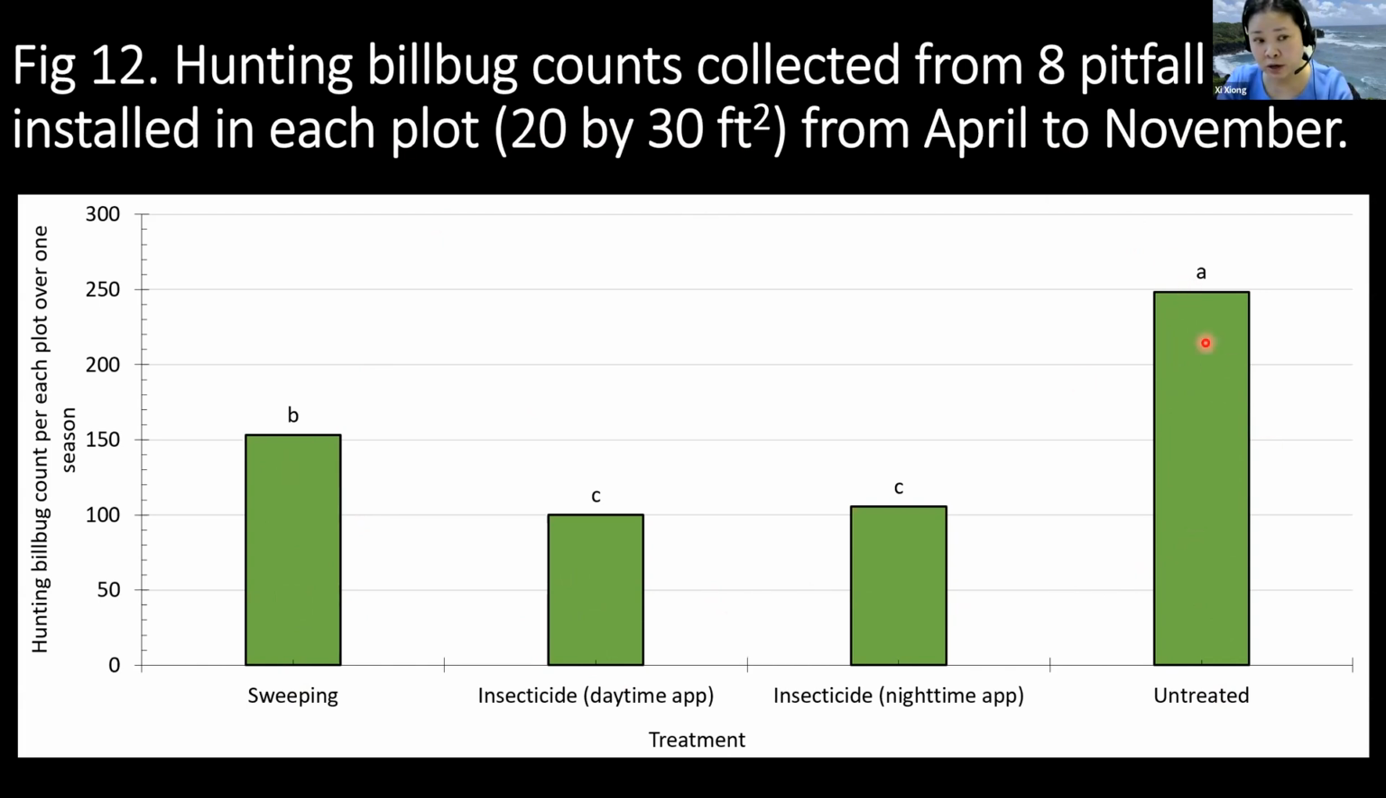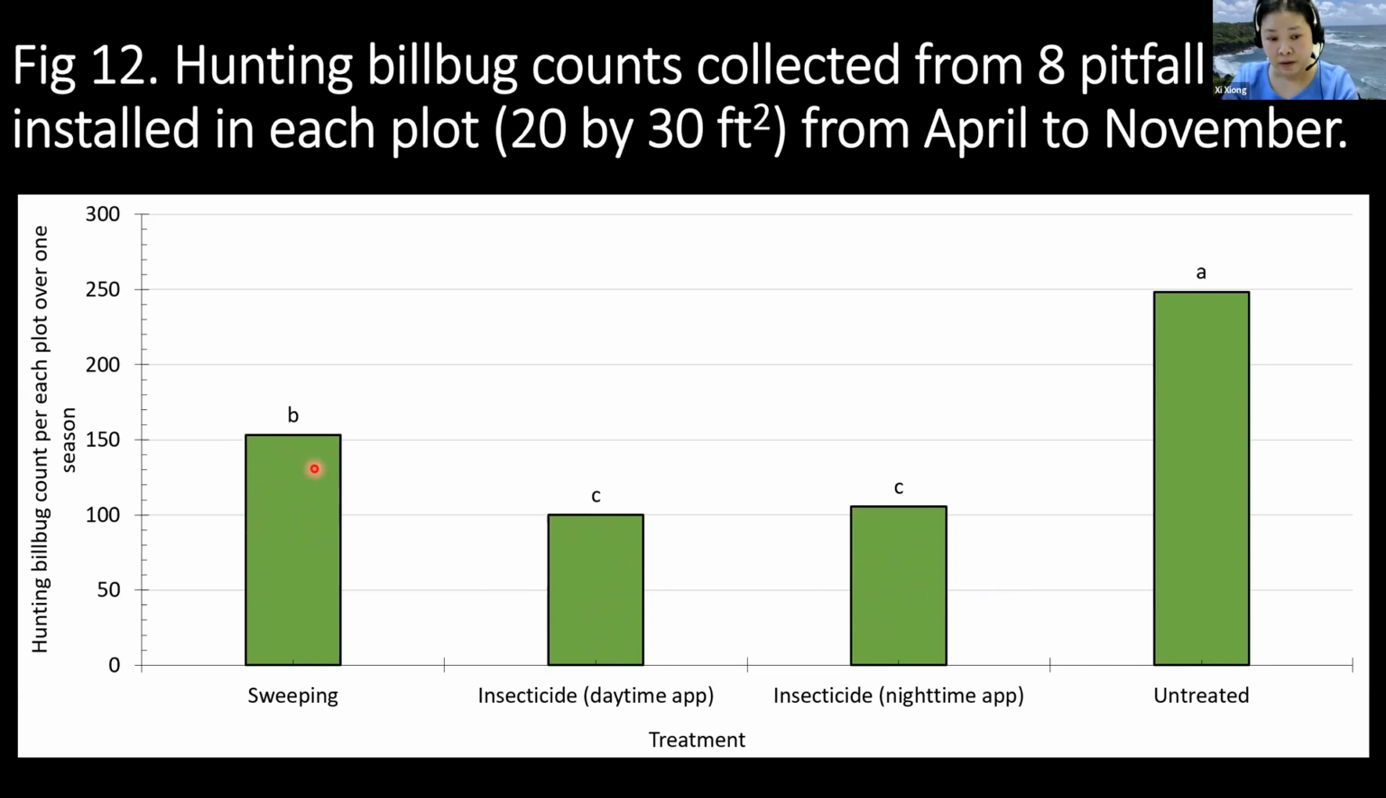So let's look at the control. Throughout that season, we captured almost 250 billbugs. Sweeping significantly reduced the billbugs, ending up with only 150 in the pitfall traps. And the interesting thing is that for the insecticide-treated plots, regardless of whether the insecticide was applied in the daytime or late nighttime, they resulted in the same number of billbugs in the traps, and had the lowest amount, around 100. That is interesting. That means it doesn't matter whether we apply the insecticide in the daytime or the nighttime, they are as effective as each other.